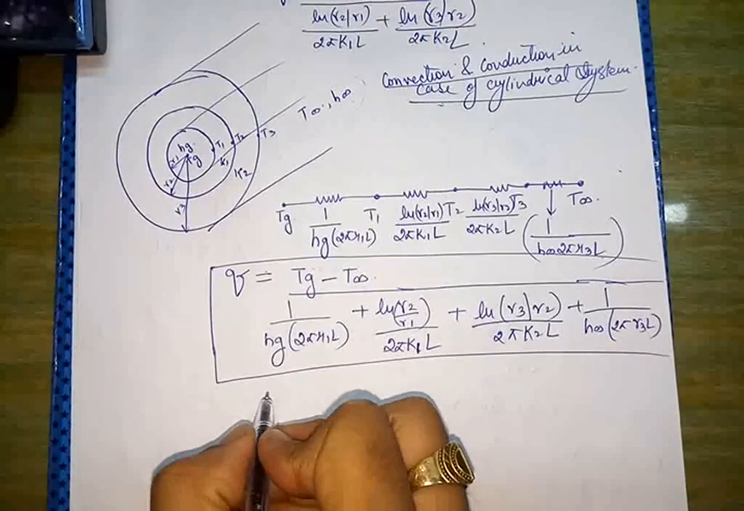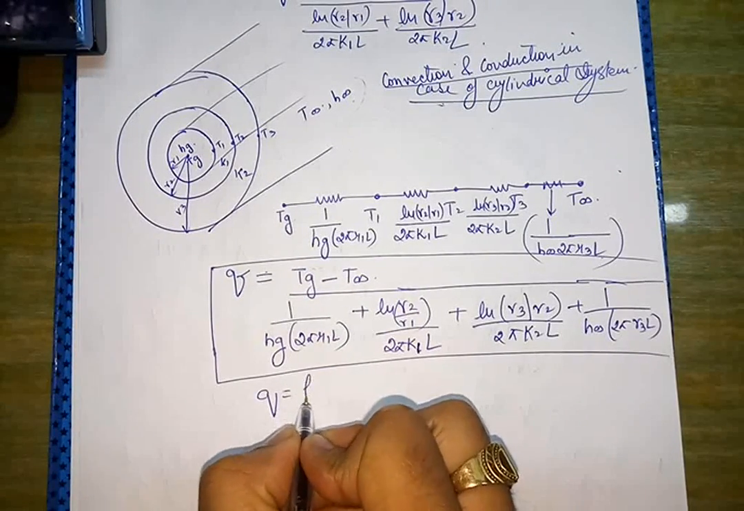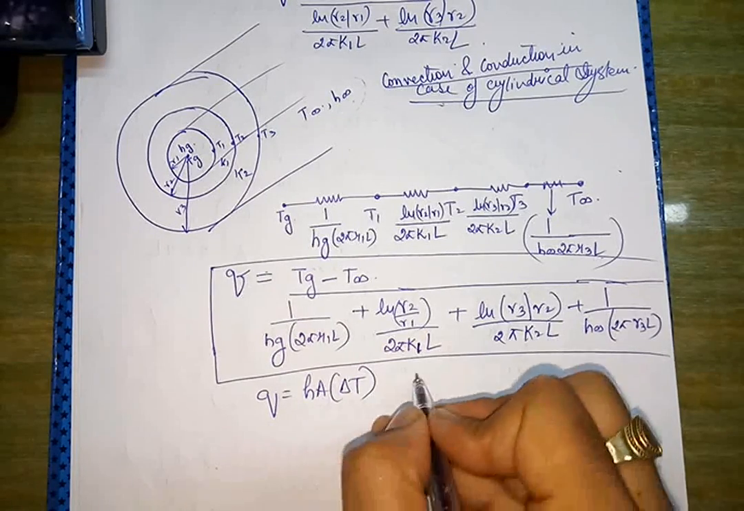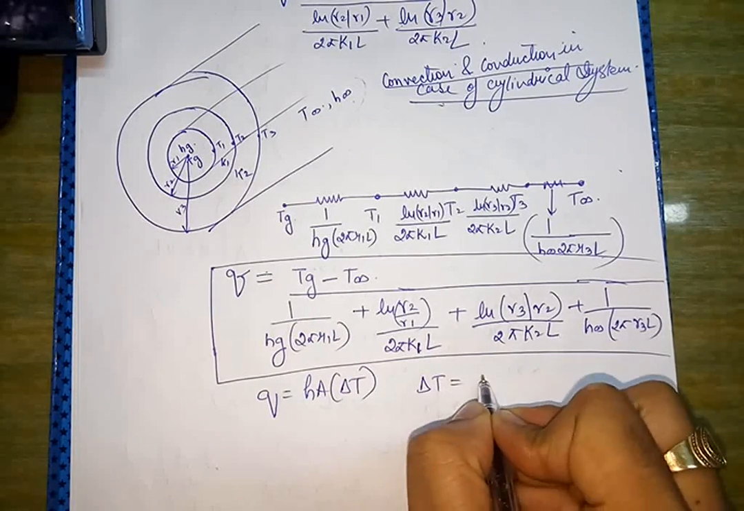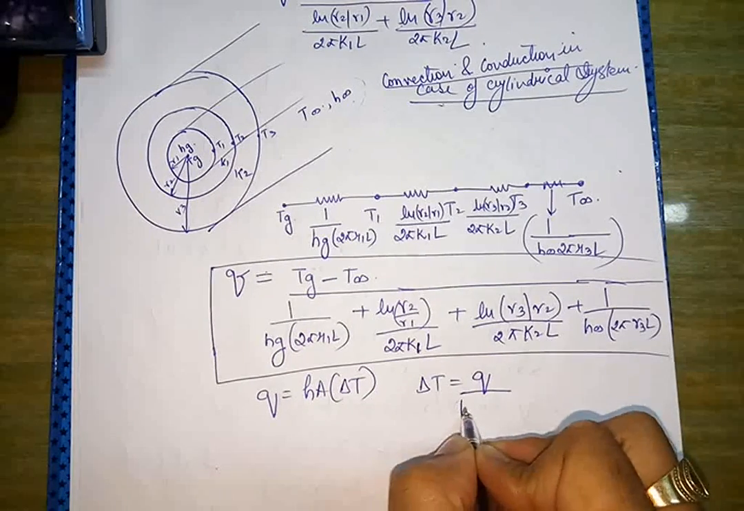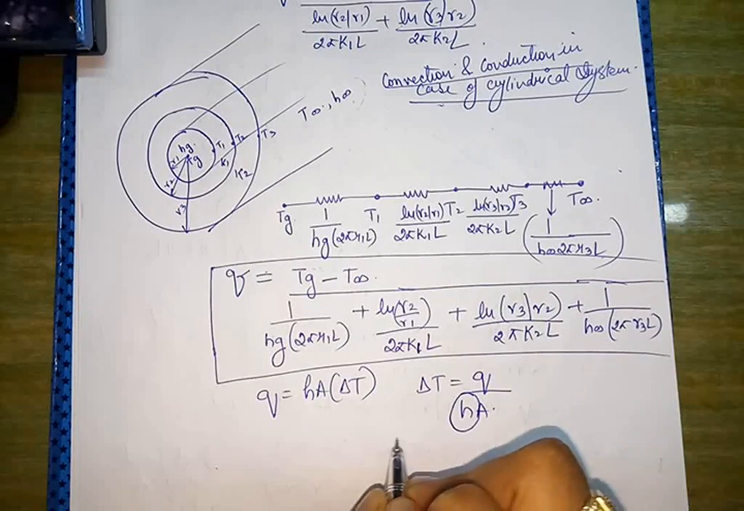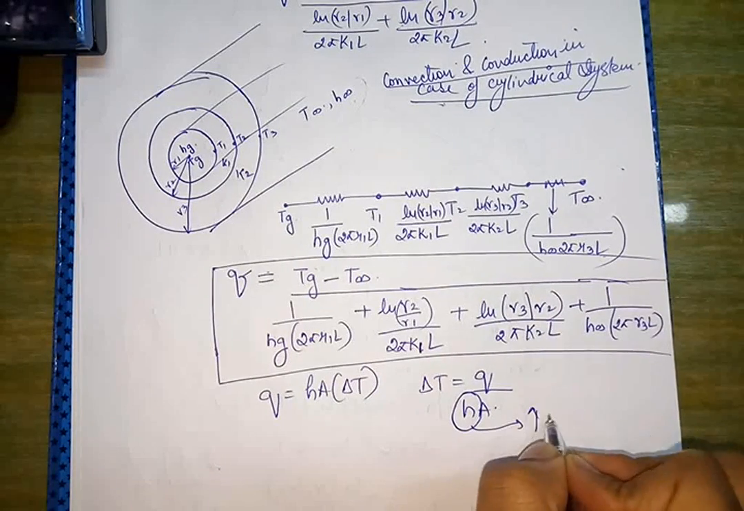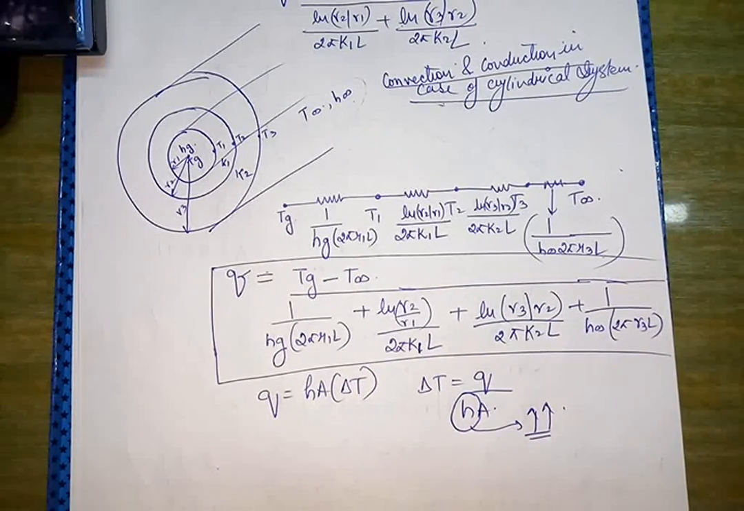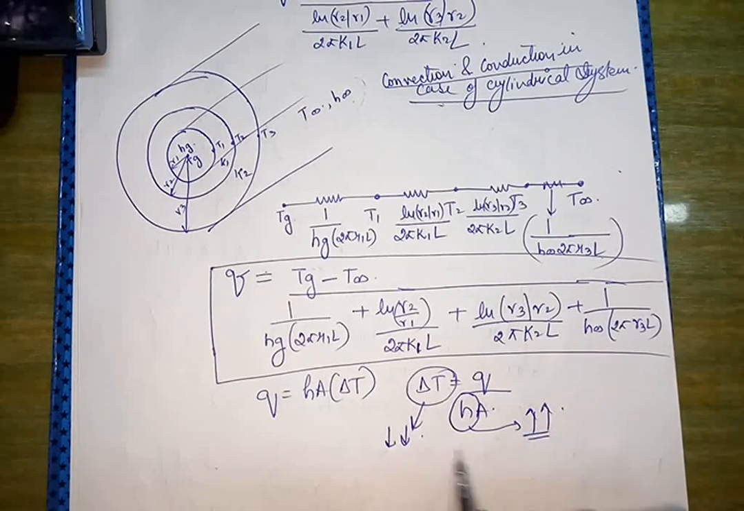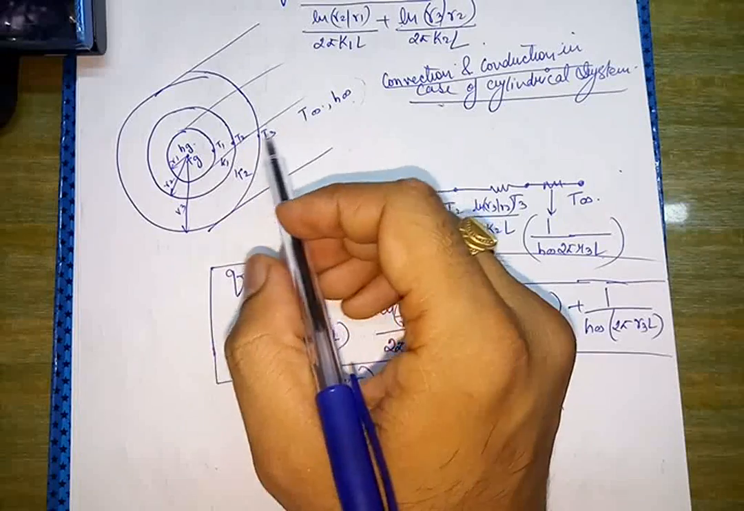Now if we look at the equation of convection, we have Q is equal to HA delta T. Now if we compare, delta T is equal to Q upon HA. Now if the convective heat transfer coefficient of some substance is very high, then the temperature drop would be very less, which can be observed here in this case.